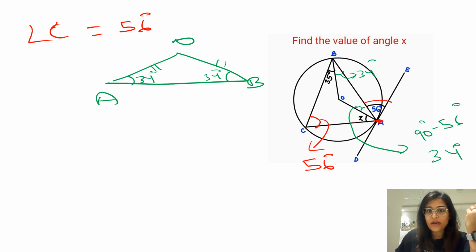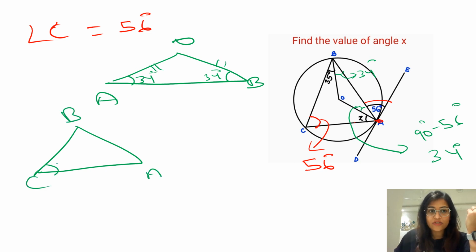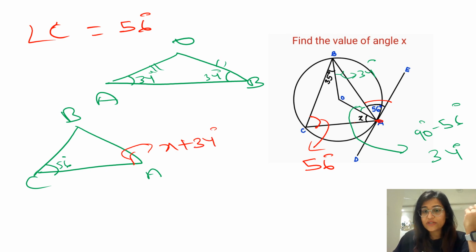Now come to the bigger triangle ABC. In triangle BCA, this angle by the alternate segment theorem is 56 degrees. Now this entire angle is x plus 34 degrees, because we should not consider this 56. It's the exterior angle, not the inside one. And this entire angle would be 35 plus 34, so 35 is 70, minus 1 is 69. This angle is 69.